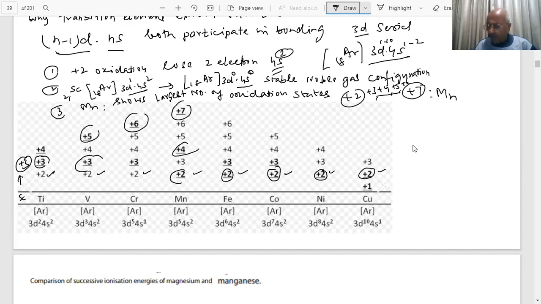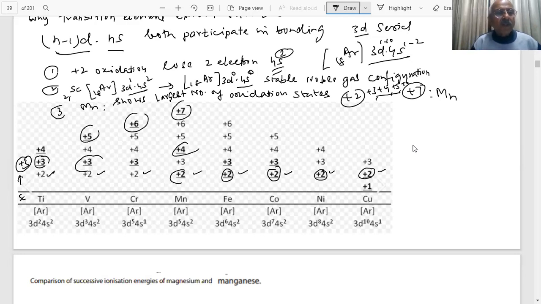As you go towards the higher side, you get more and more pairing of the electrons. As the electrons get more paired, participation in bonding becomes less. So the maximum oxidation state is in the middle, and then it falls back. And when 2 electrons are lost, everyone is showing +2.